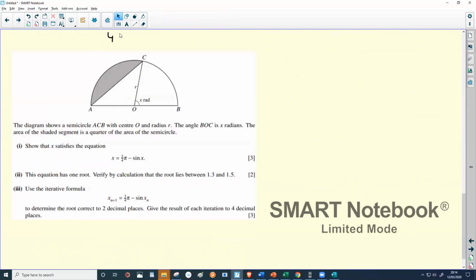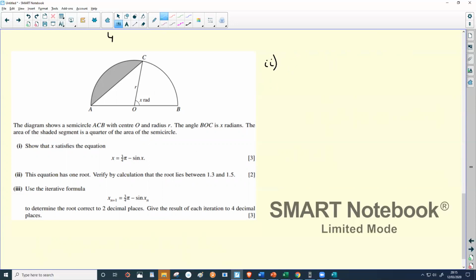All right, so we've done part I. Let's have a look at the second part. This equation has one root, verified by calculation that the root lies between 1.3 and 1.5. So to verify something like that, first I'm going to create my f of x.